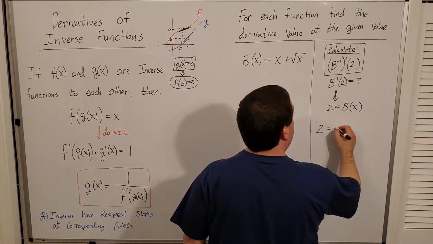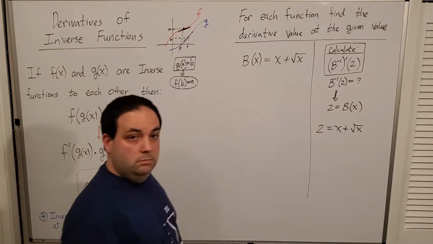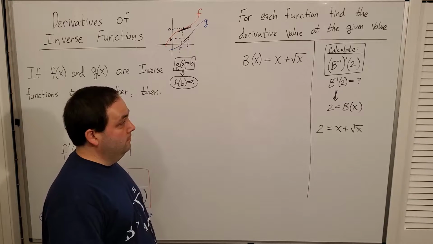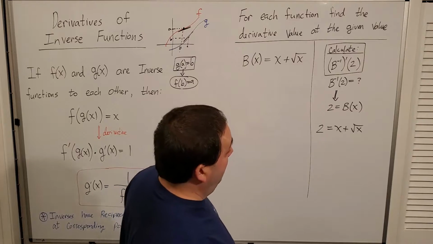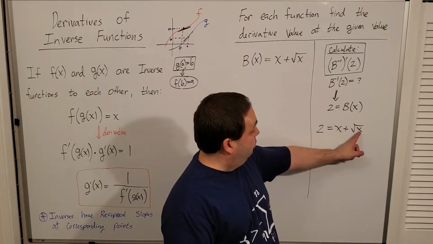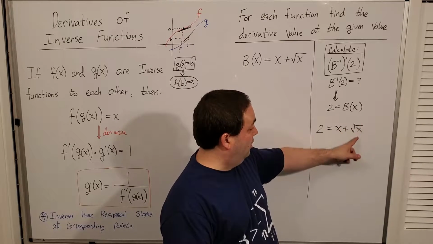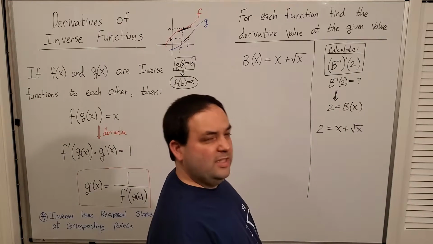2 equals x plus square root of x. So I want to know the solution here. I'm hoping that you already see it, right? 1 plus 1, because square root of 1 is 1, is 2. But let's say you don't see it. Let's go ahead and solve it.